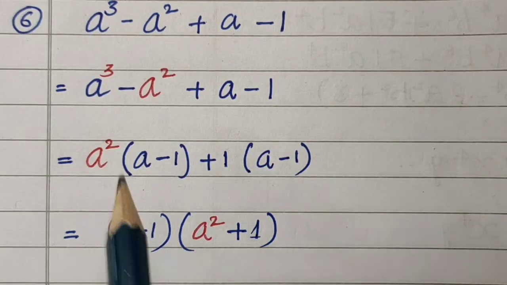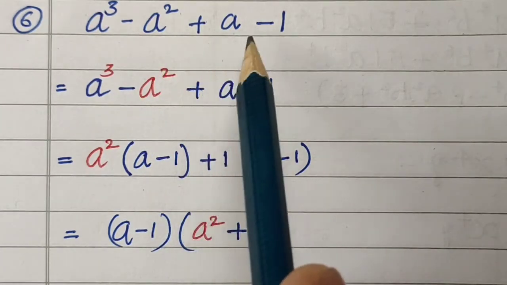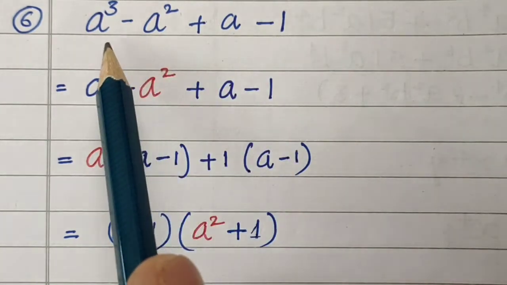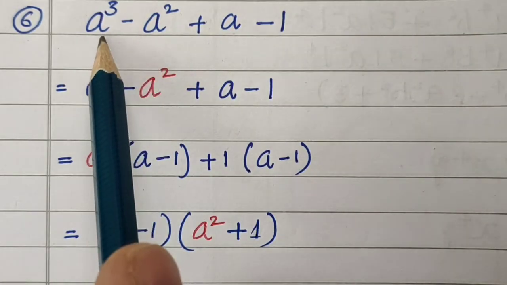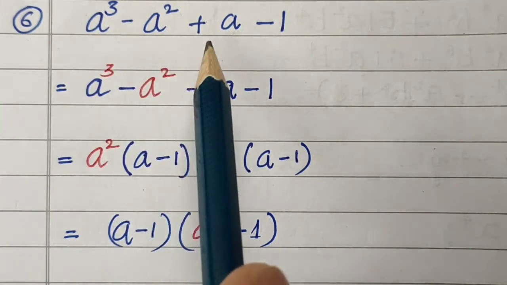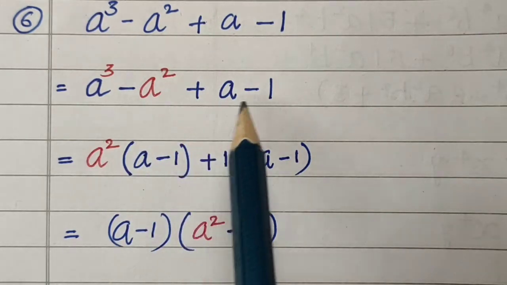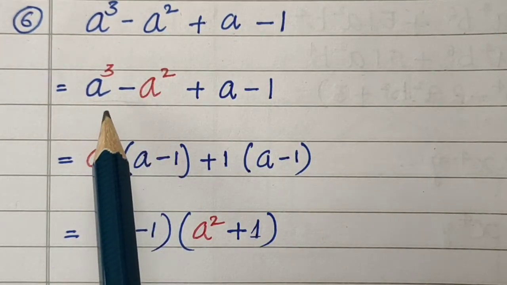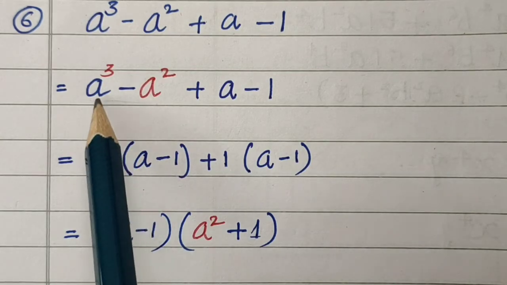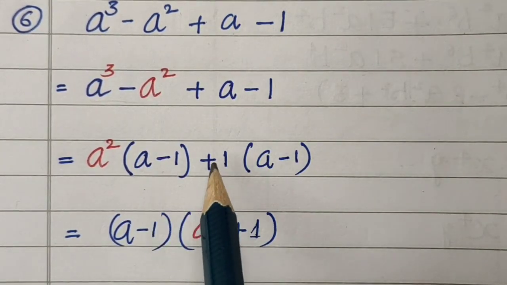Factorize a cube minus a square plus a minus 1. As soon as you see like this, try to group the highest together. A cube minus a square we are grouping, and a minus 1 like that. A cube minus a square plus a minus 1. Among these two, a square is the minimum. We are taking a square as common. We are left with a minus 1 plus.